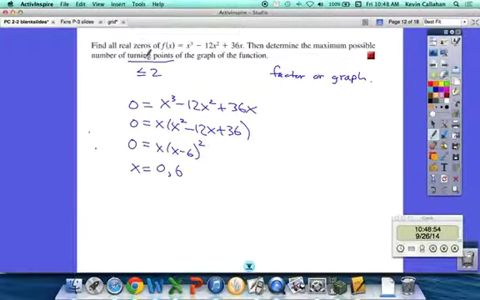Remember, the number of turning points is 1 less than the degree. So that's 3, so it has to be less than or equal to 2. There's actually 3 zeros here, right? 2 of them are the same. 6, 6, 0. And we'll see in a minute how that works out. Good, good.